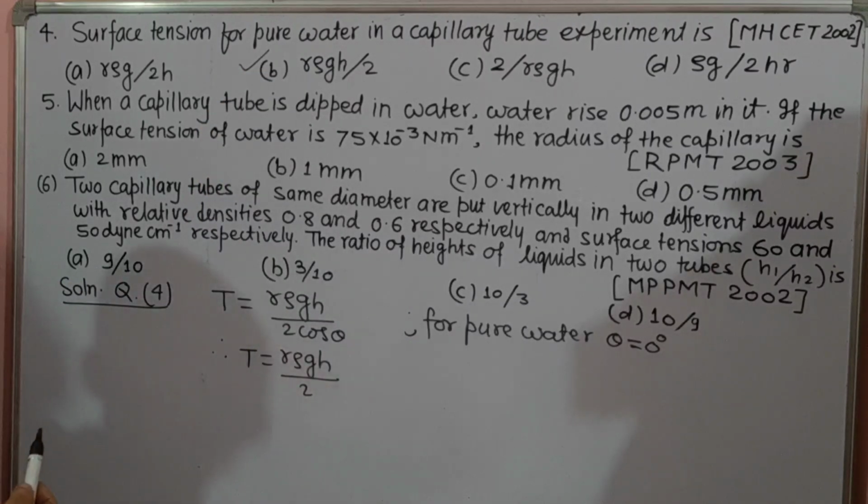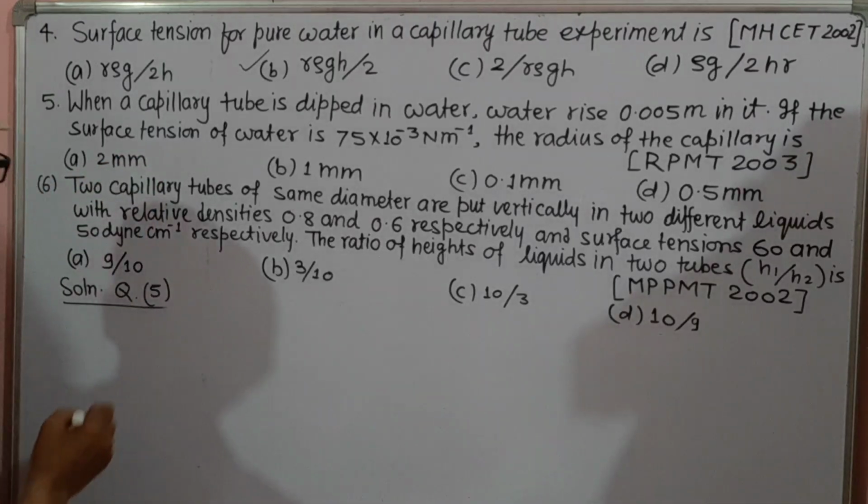Next question number 5. The question is, when a capillary tube is dipped in water, water rises 0.005 meter in it. If the surface tension of water is 75 into 10 to minus 3 Newton per meter, then the radius of the capillary is. These are the options. Solution to question 5.